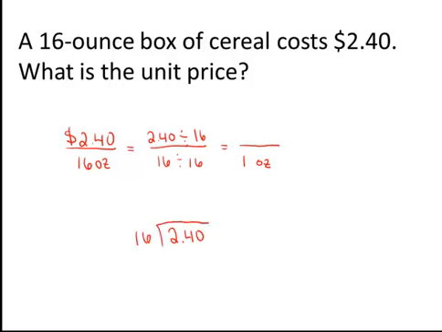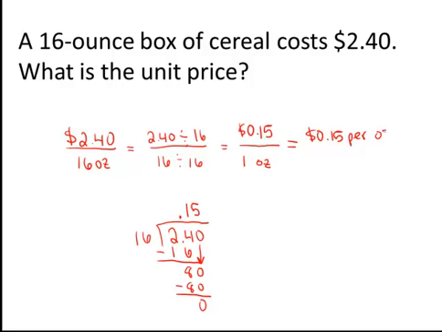$2.40 divided by 16. Bring up the decimal point, and then 16 goes into 24 once, with 8 left over. Bring down the 0, and then 16 goes into 80 5 times evenly. So the price per ounce is 15 cents. We say the unit price is 15 cents per ounce.